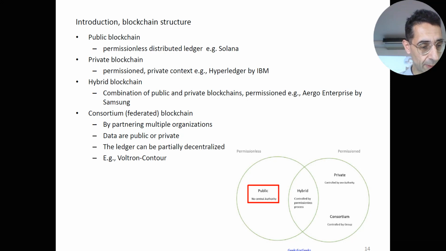This slide talks about the different types of structure of blockchain, such as public blockchain, which is a permissionless, distributed ledger type of infrastructure, such as Solana, which is focused mostly on financial transactions. We also have a private blockchain, which is a permissioned type of blockchain, and it operates in a private context. An example can be the Hyperledger by IBM, which is for the creation of software and applications, for instance, it can be used for tracking foodborne diseases and food recall in grocery stores and stuff like that.